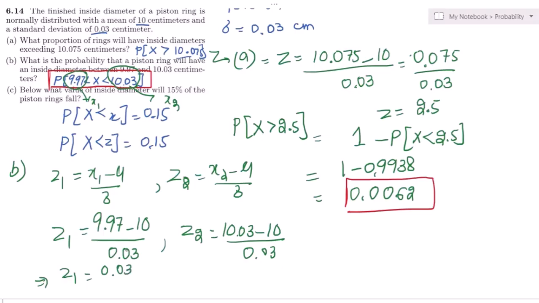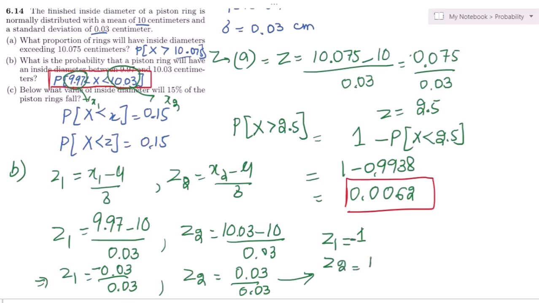0.03. Okay, that is 0.03, but now here this is minus and this is 0.03, and here it would be z2, this is positive 0.03 divided by 0.03. So therefore on the basis of this formulation, the value of z1 is -1, the value of z2 is 1.